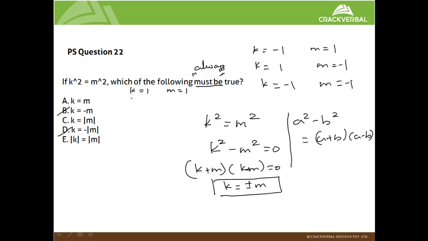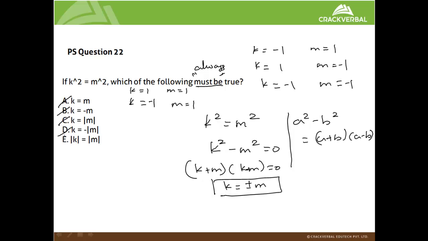Let's go to the next one, which is k is equal to minus 1 and m is equal to 1. Remember that what is already eliminated is eliminated, you need not check it again. Now for the first one, if k is equal to minus 1, m also has to be equal to minus 1, which is not true here because k is minus 1 and m is 1. So eliminate answer choice A. The next one is modulus of m: k is equal to minus 1 means modulus of m also comes as minus 1, but here I have m as 1, which is not true. So eliminate answer choice C.